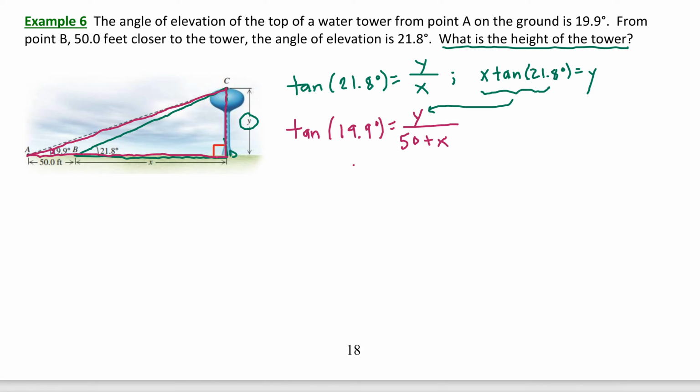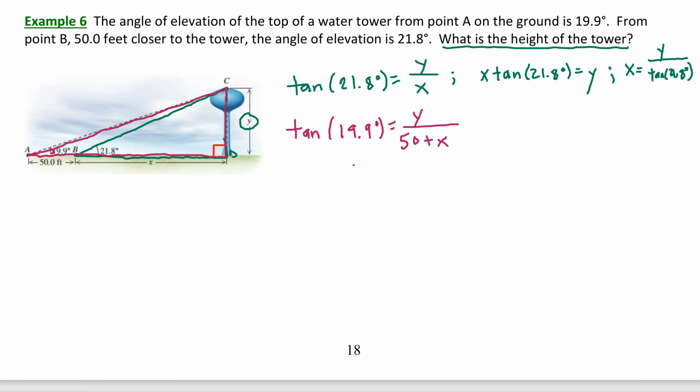But I'd be solving for x, and even though I could use x to find y, I want to set it up to where I can solve for y the first time around. So let's manipulate this first equation one more time and isolate x. Dividing both sides by tangent of 21.8, we can see that x equals y divided by tangent of 21.8 degrees.